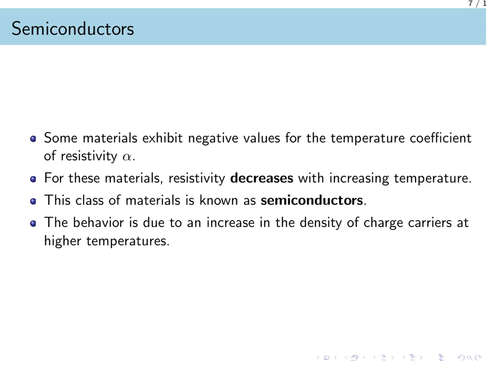Moving on to another class of materials, some substances actually exhibit negative values for their temperature coefficient of resistivity. For these unique materials, the resistivity actually decreases as the temperature increases. We call this class of materials semiconductors. This unique behavior occurs because as the material is heated, there is a significant increase in the density of charge carriers available to conduct electricity, which more than offsets the increased scattering from atomic vibrations.